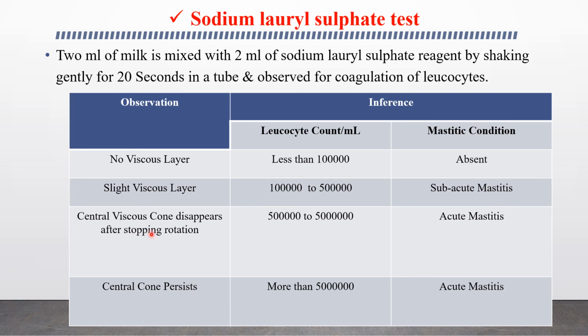If the central viscous cone disappears after stopping shaking, then the leukocyte count will be between 5 lakh to 50 lakh cells per ml, which indicates presence of acute mastitis. And if the leukocyte count is more than 50 lakh, when the central cone persists, then it indicates the presence of acute mastitis.